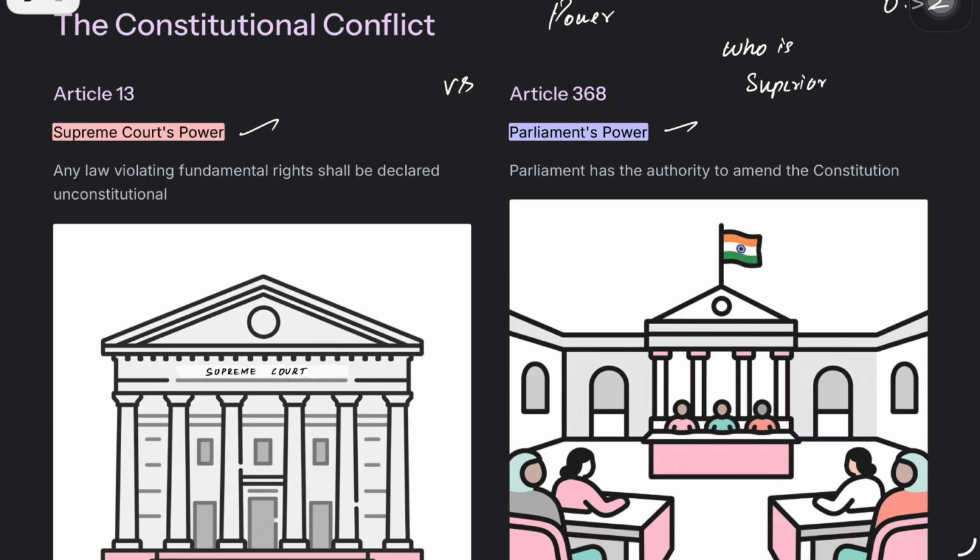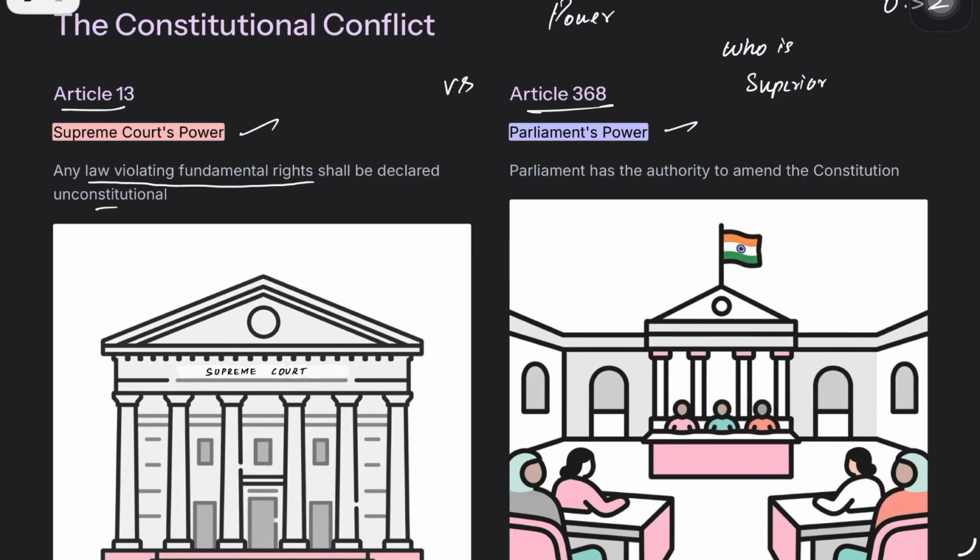The root cause for the tussle between the Parliament and the Supreme Court was two important articles, namely Article 13 and Article 368. Article 13 basically states that if the legislature comes up with any law that goes against the fundamental rights given under the Constitution, then such laws shall be declared unconstitutional by the courts of India.